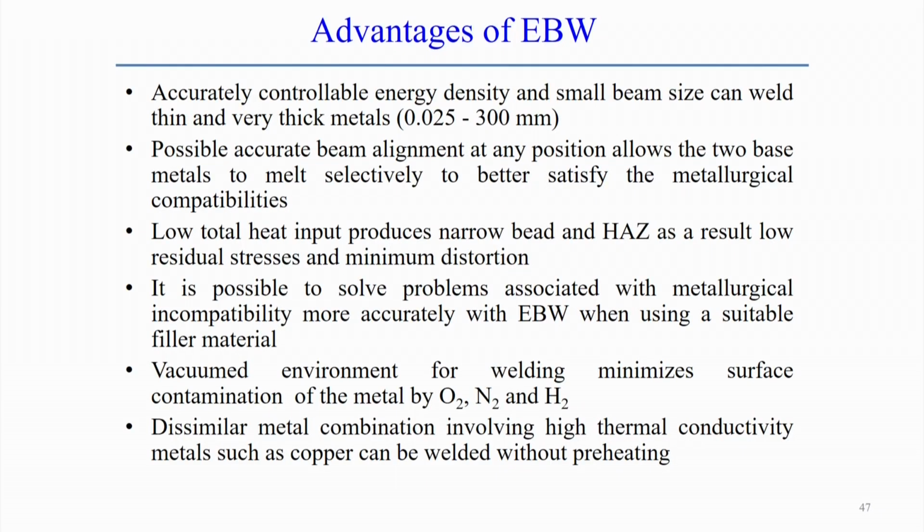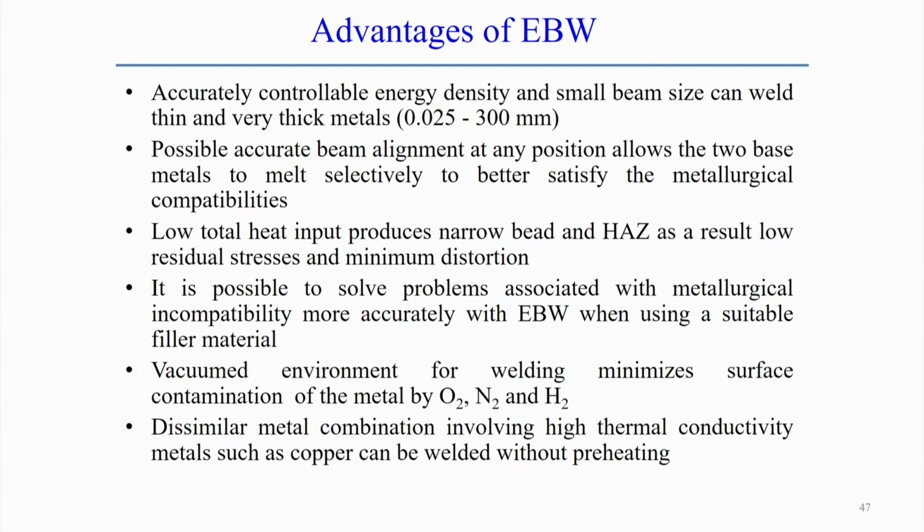The next point is that very accurate beam alignment at any position is possible using electron beam welding. Therefore, the melting of the two base metals can be controlled in a selective way, so that when you try to join dissimilar materials, it helps to produce the weld joint and increases the metallurgical compatibility. So it is very advantageous in electron beam welding when you try to join, specifically, dissimilar combinations of materials.